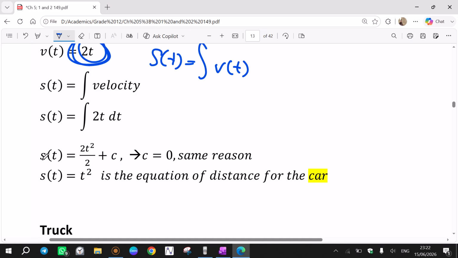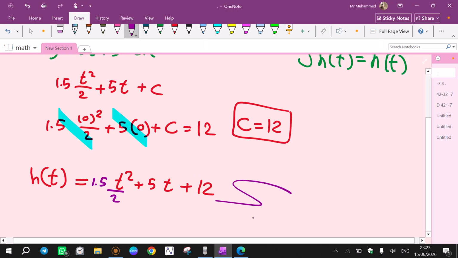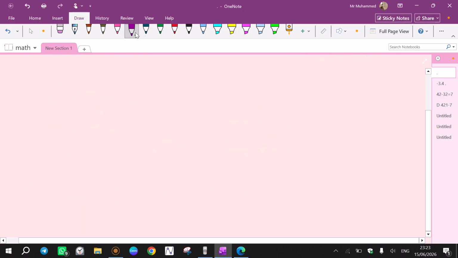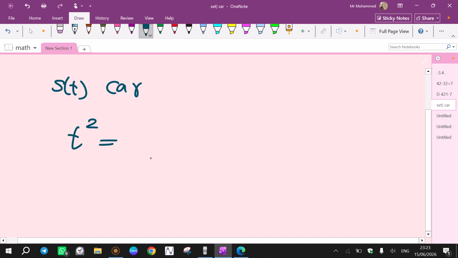Now if I take the integral of 2t, which is going to be 2t squared over 2, that is the position function of the car. Same reason why c equals 0, because the car was not moving. 2 cancels 2, at the end s of t of the car is t squared. Let's write s of t of the car is t squared.